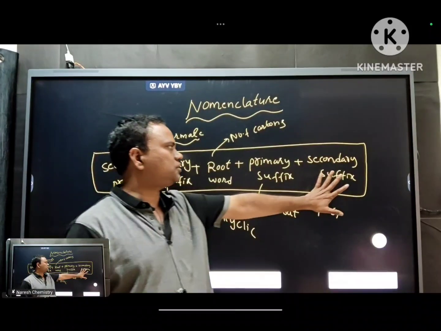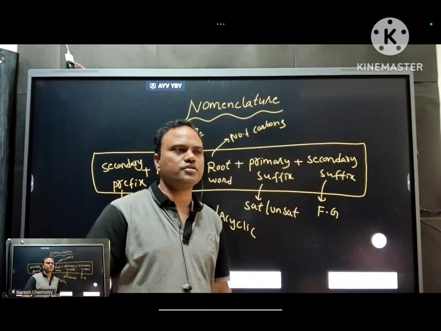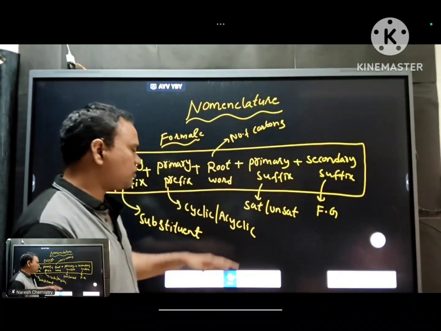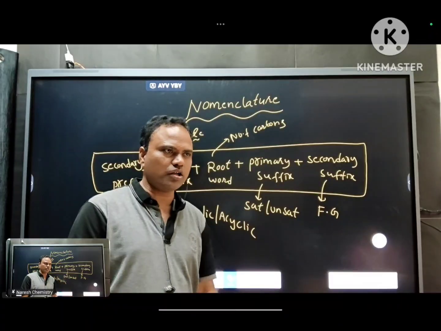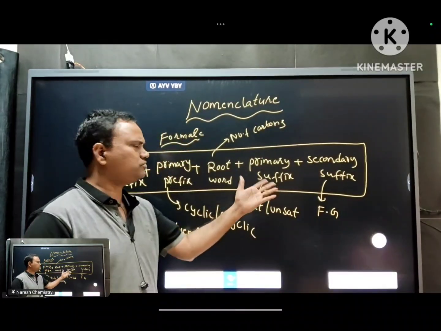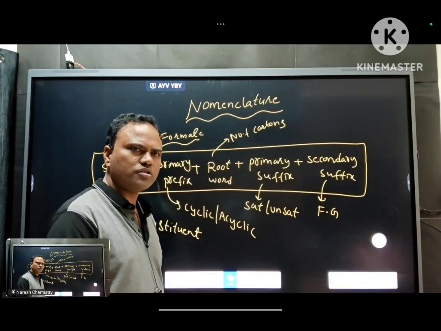So let us start from the secondary suffix. Secondary suffix gives the functional group present in the given compound. We should know the priority order of functional groups. So start from the secondary suffix, and the remaining parts we already know.